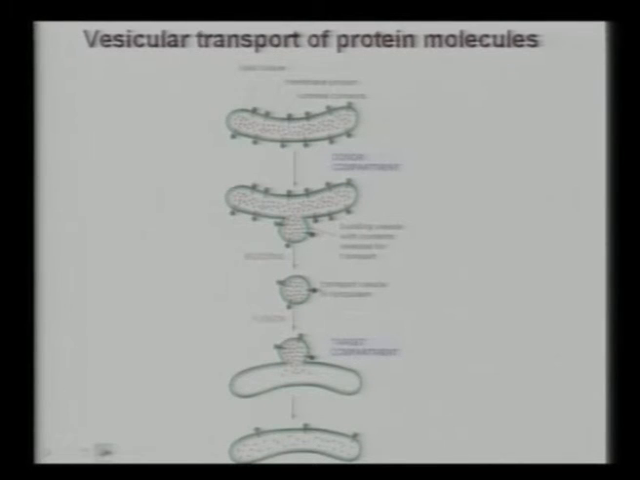The other thing that is important to understand is that inside the cell, or from one cell to another cell, the protein molecules are transported throughout the living human system.